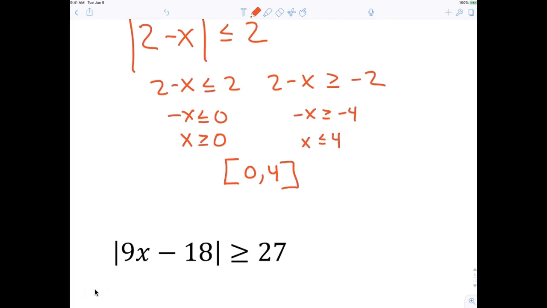If you're having a little trouble seeing that, draw the number line. If you draw the number line, 100% sure you can see it. I would prefer that you say, I can know the numbers greater than 0. I know the numbers less than 4.